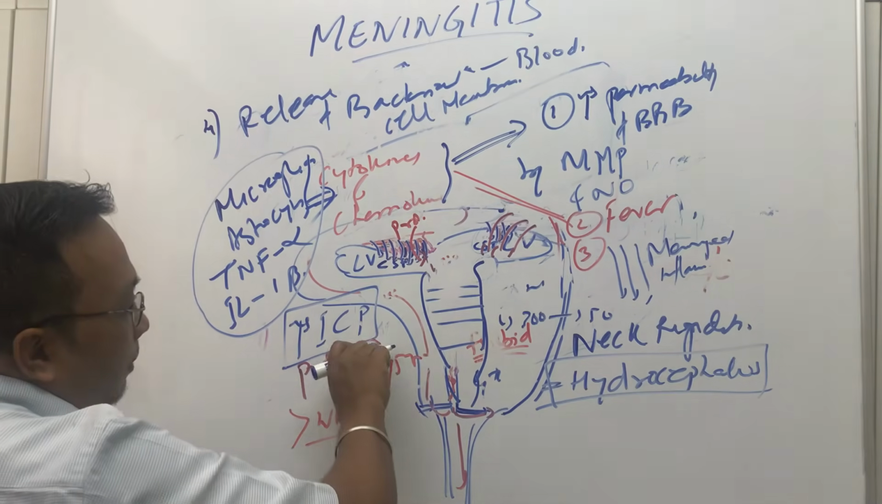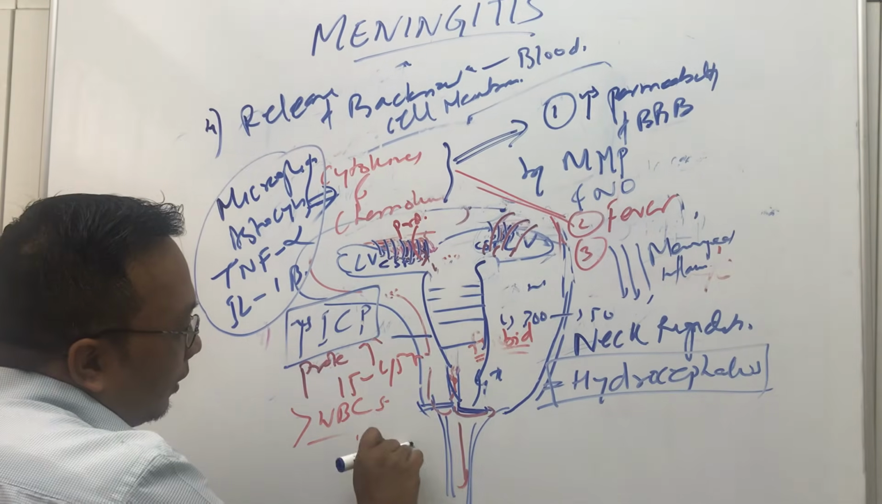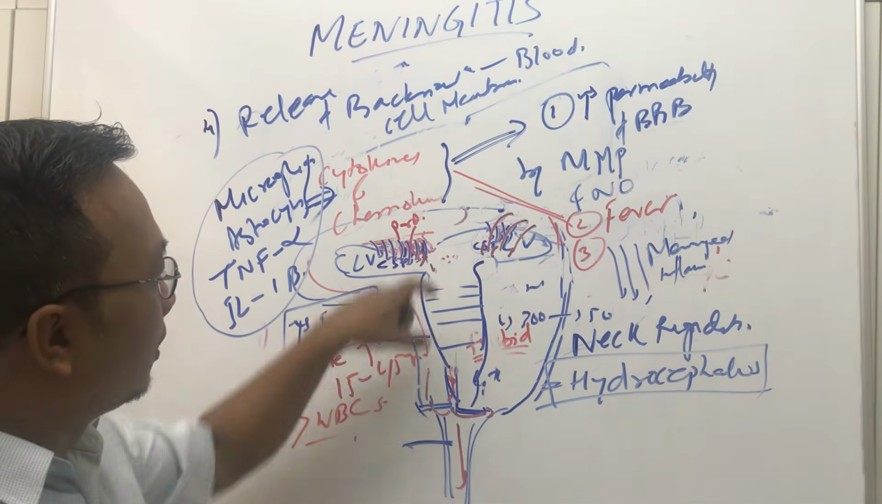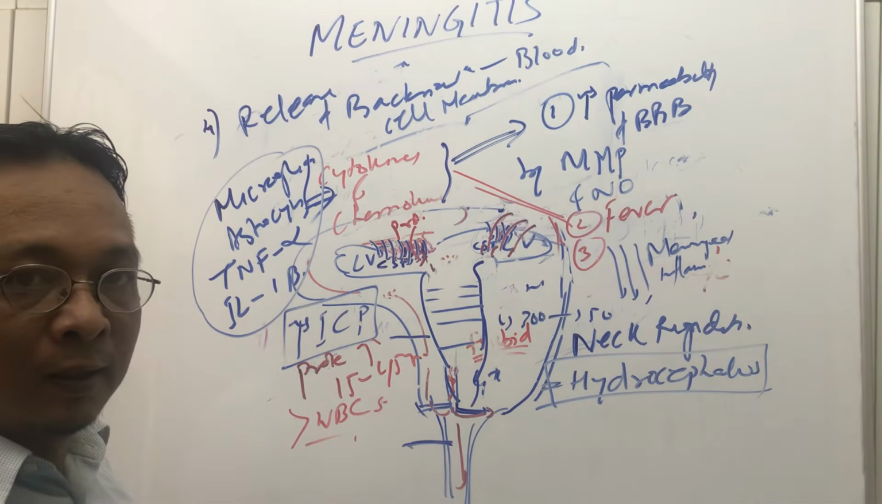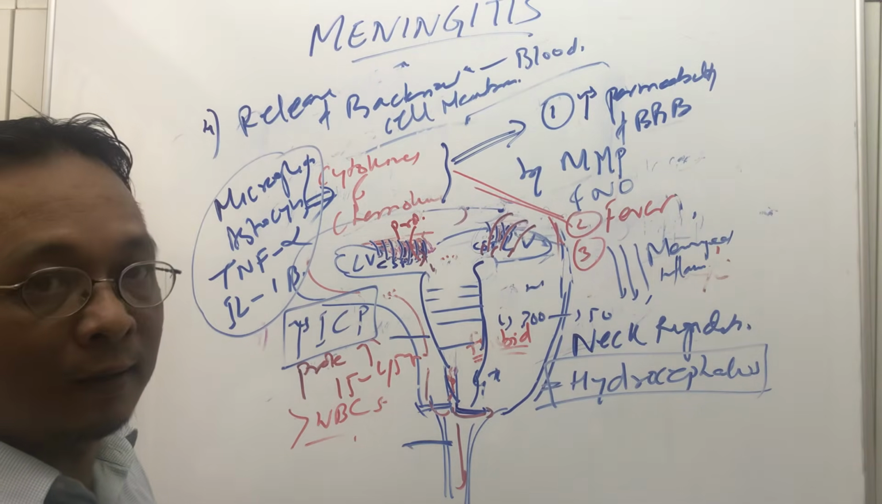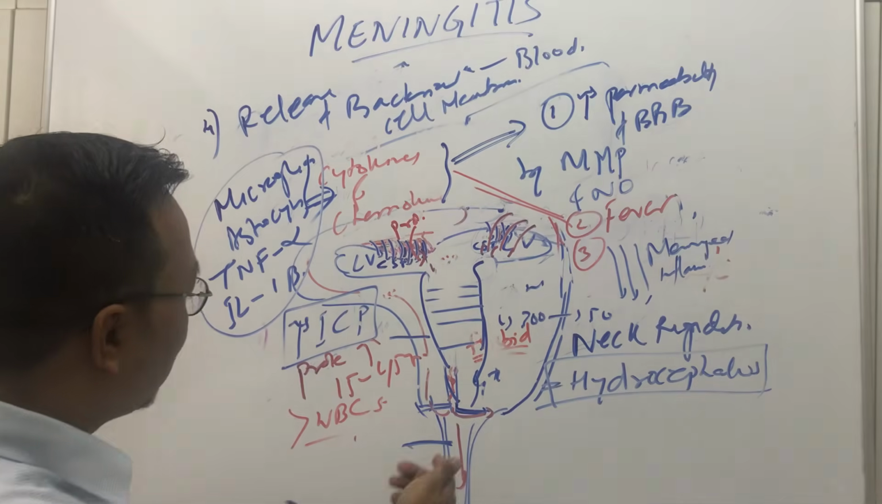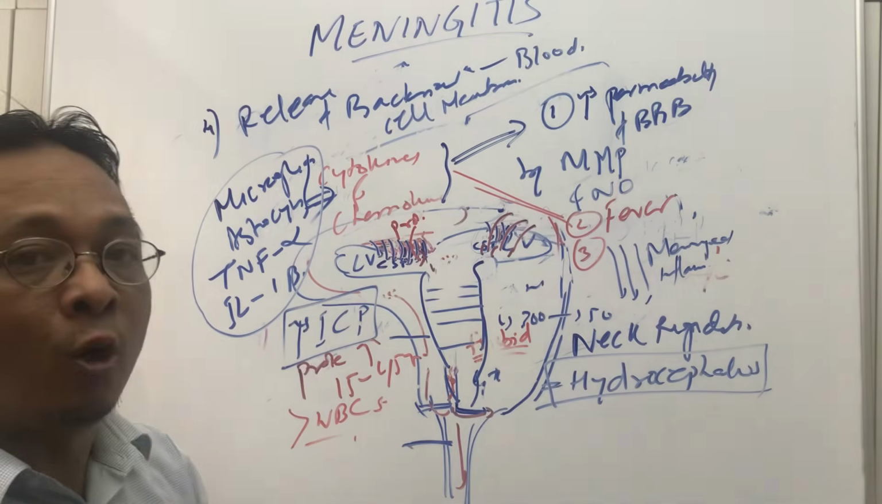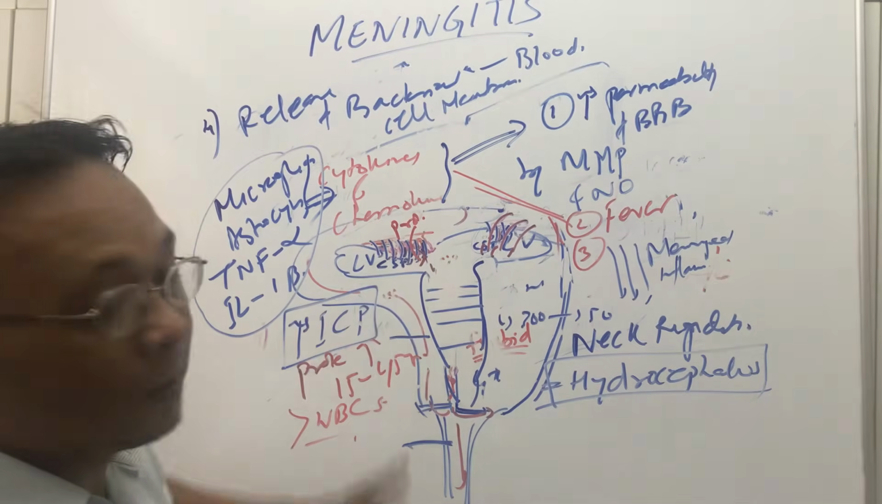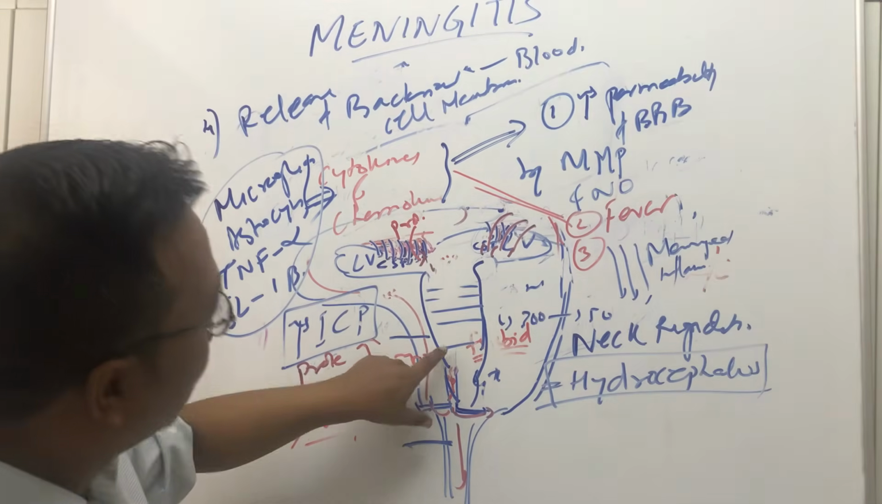Now if you put a lumbar puncture needle somewhere here, with high pressure CSF there, the opening tap pressure will be very, very high. So when you do a lumbar puncture, the CSF that comes out will have a high opening tap pressure. So that is also found in meningitis.